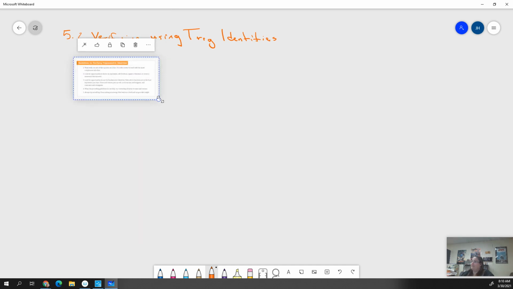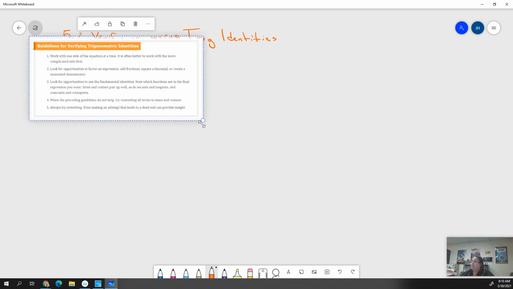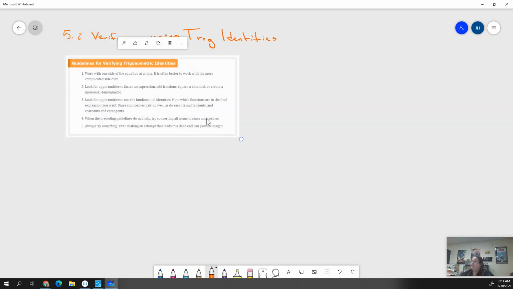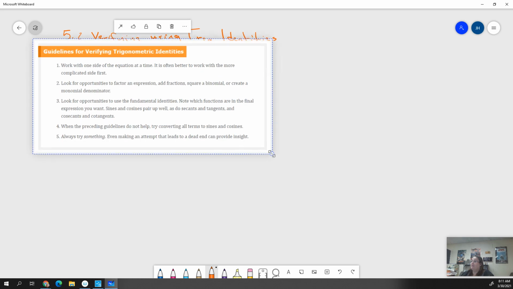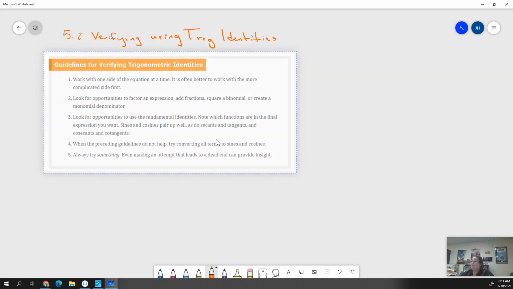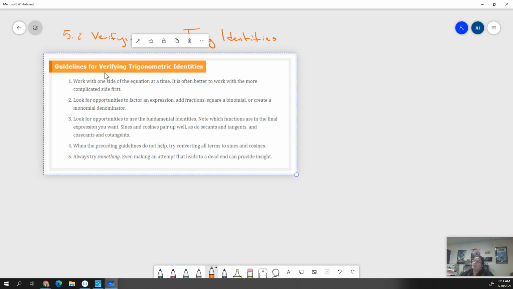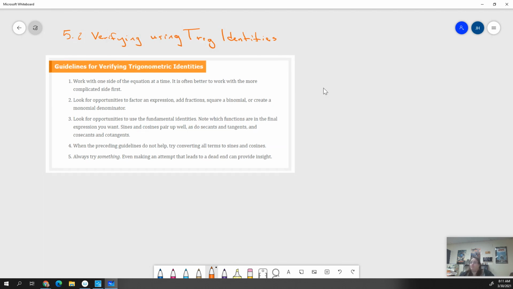So these are the basic guidelines for verifying using trig identities. And I didn't feel like writing them all out. And since I'm recording this, you guys can always refer back to the recording, but I will post this also in PowerSchool. So if you don't want to write it down, it'll still be available to you. But here's what they want you to do.